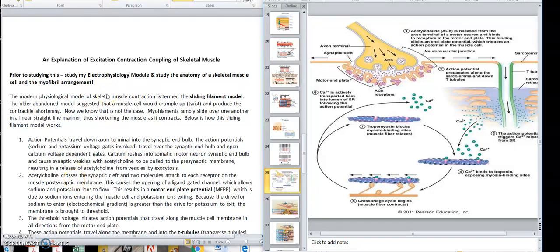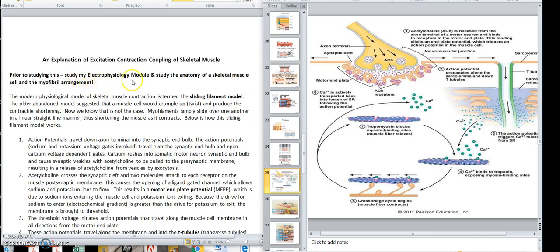Okay, class. Now we're going to start on this document here. We're going to do the best we can on this document. This is explain excitation-contraction coupling. What I want you to do, though, is print this document out and lay it out as you study this.